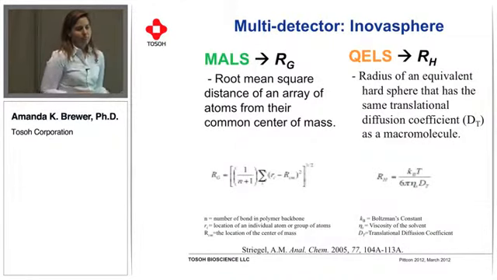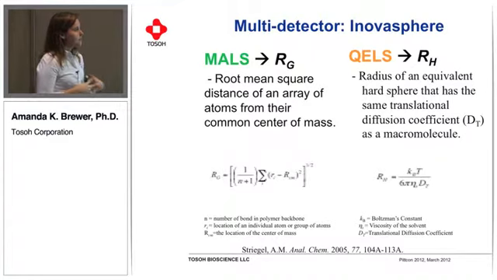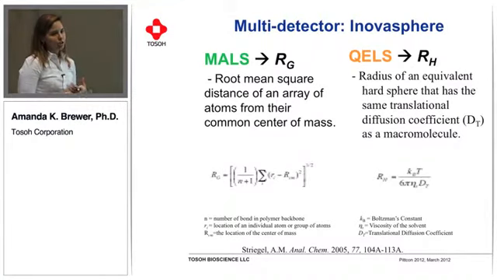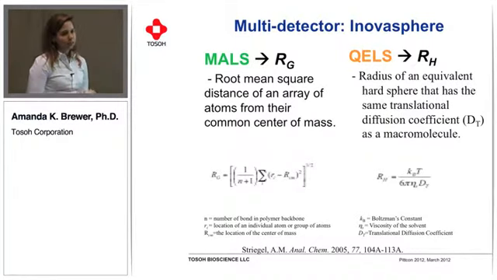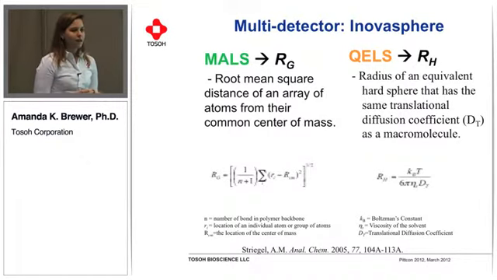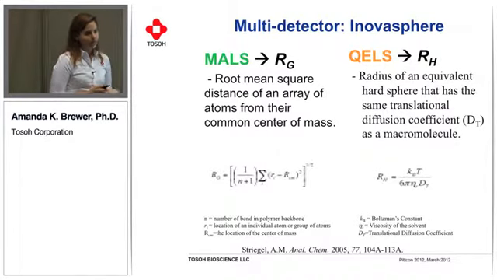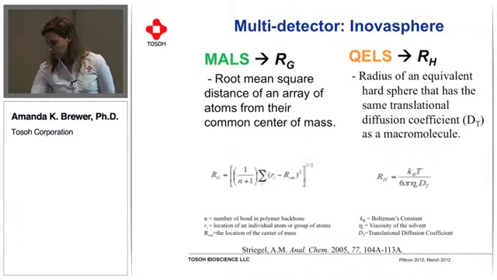Now I mentioned we have multiple sizes in polymer science. The two that we're going to focus on for this particular example are the ones obtained from the two light scattering detectors, the multi-angle light scattering detector and the quasi-elastic light scattering detector. So these are Rg, the radius of gyration, and the hydrodynamic radius. By definition, the radius of gyration is the root mean square distance of an array of atoms from their common center of mass. And the hydrodynamic radius, or Stokes radius, is the radius of an equivalent hard sphere that has the same translational diffusion coefficient as a similar macromolecule. So those are just the definitions of the two radii that I'm going to talk about.